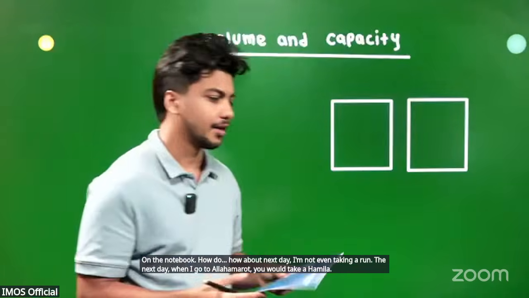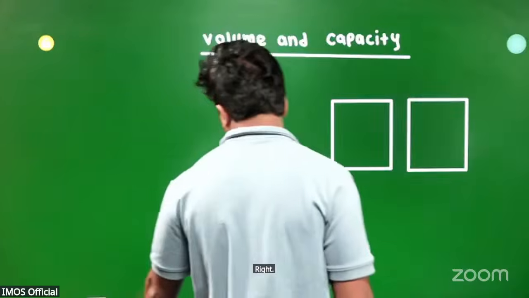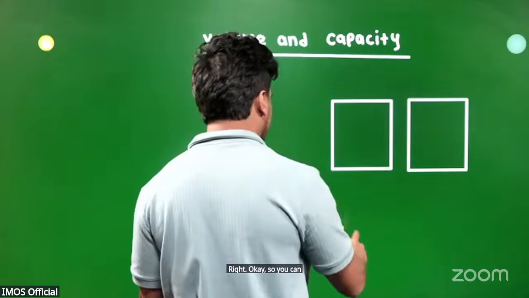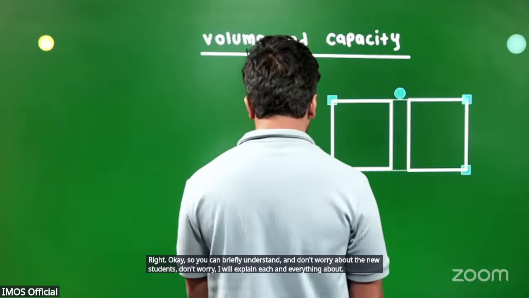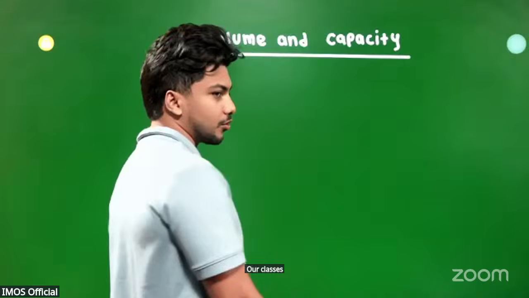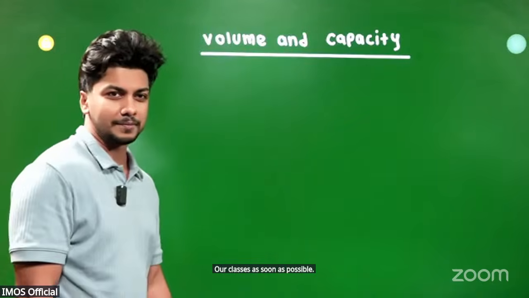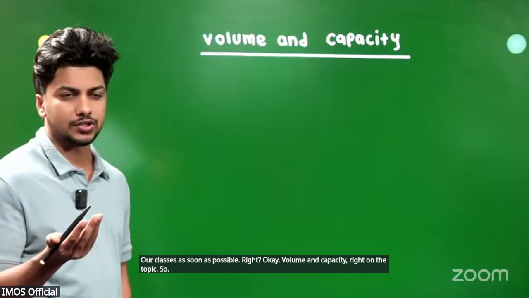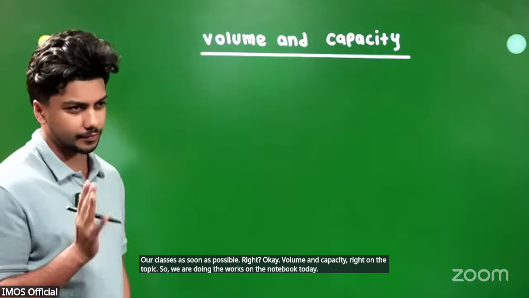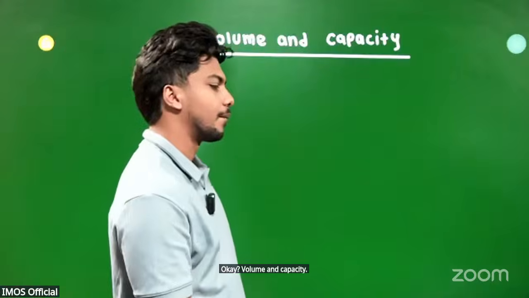Right, okay. So you can briefly understand, and don't worry about the new students. Don't worry. I will explain each and everything about our classes as soon as possible. Right? Okay. Volume and capacity, that is the topic. So we are doing the work on the notebook today. Okay, volume and capacity.